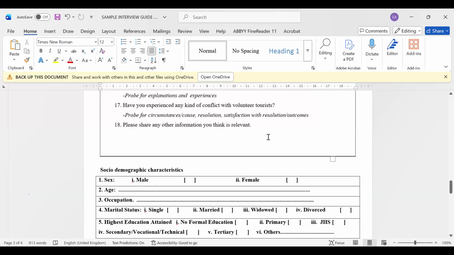So age, you ask them, you note it. Occupation, marital status. Again, all the relevant information you must indicate.